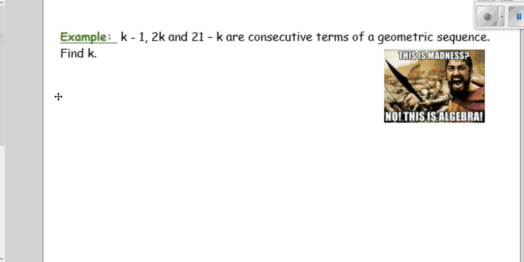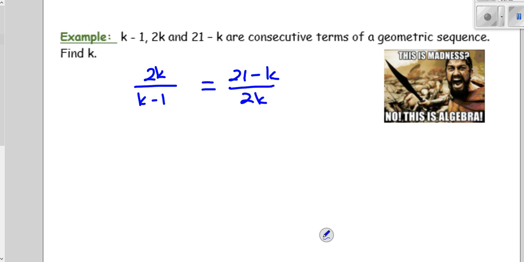So 2K, second term over the first term, must be the same as the third term over the second term. Because we're dividing, it's the common ratio. So feel free if you want to write an extra thing: second term over the first term is the same as the third term over the second term because of the common ratio. And then it's just a pure algebra problem.